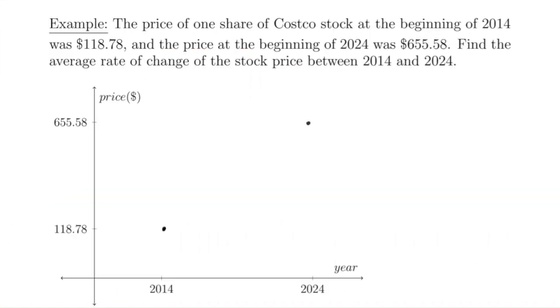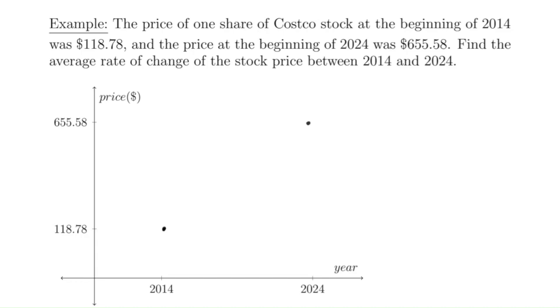Okay, let's look at a real world example. The price of one share of Costco stock at the beginning of 2014 was $118.78. And I looked it up, and that's approximately what it was. And the price at the beginning of 2024 was $655.58. Find the average rate of change of the stock price between 2014 and 2024.